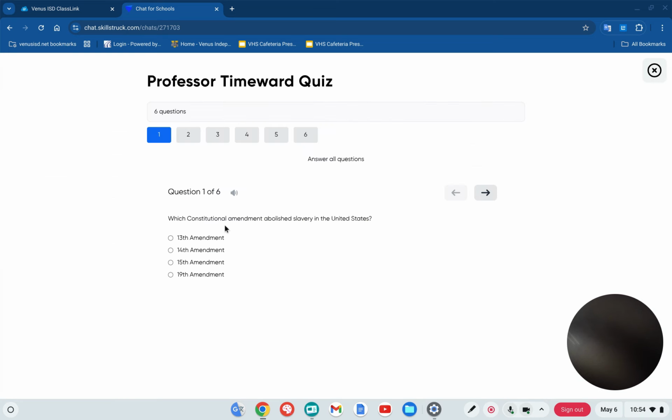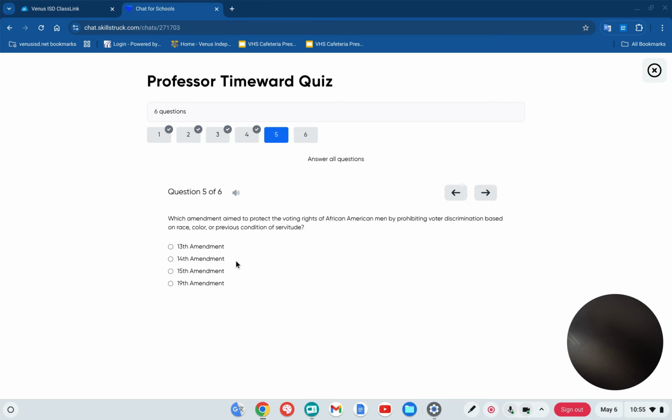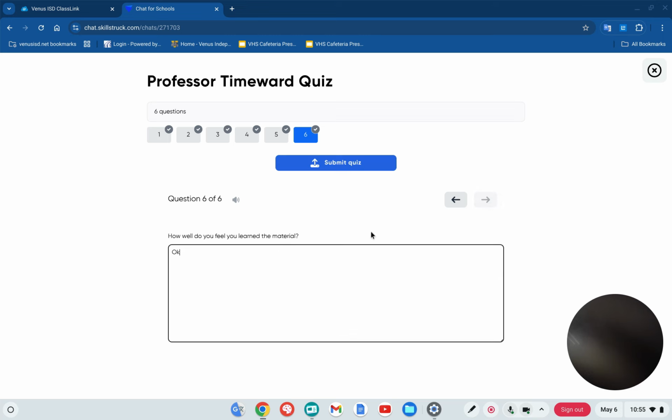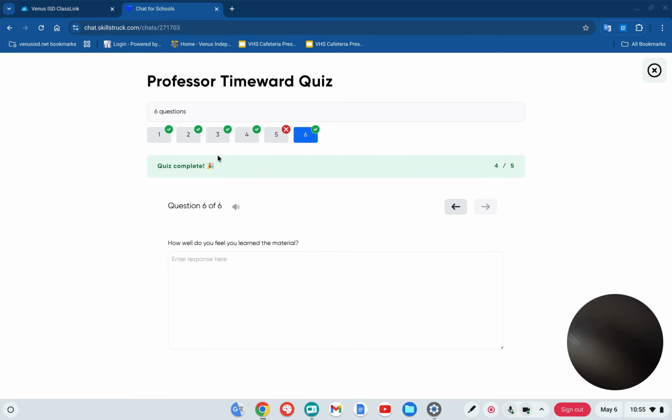I'm going to go into the quiz to show you what that looks like on the student side. I'm going to go through here very quickly. I'm not really going to pay attention quite a lot to what I'm picking. I want to see what it does if I get something wrong. So here we go. And in question 6, it's open-ended. How do you feel you learned the material? And I just said, okay, submitting my quiz. And as you can see, quiz is complete.